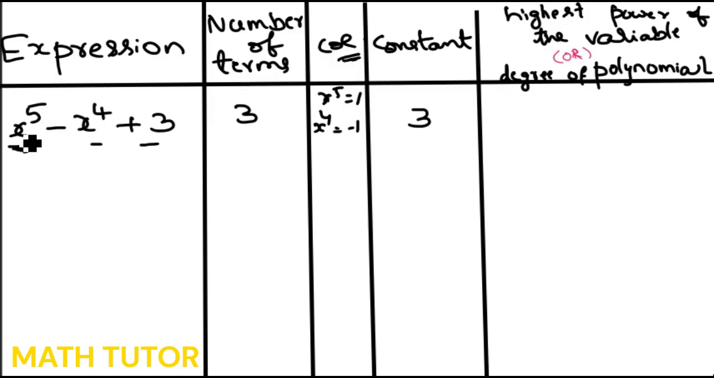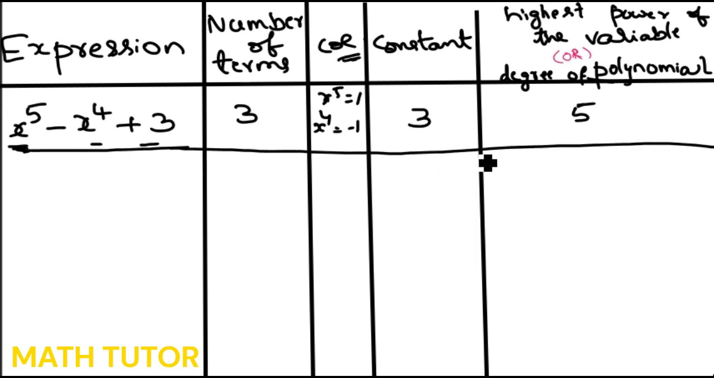Now, what is the highest power of the variable? The highest power is x to the power 5. And what is that power? That is nothing but the degree of the polynomial, that is 5. Clear? In this expression, x to the power 5 is higher than x to the power 4. So 5 we will consider, and that will be the degree of the polynomial. Okay, 5.